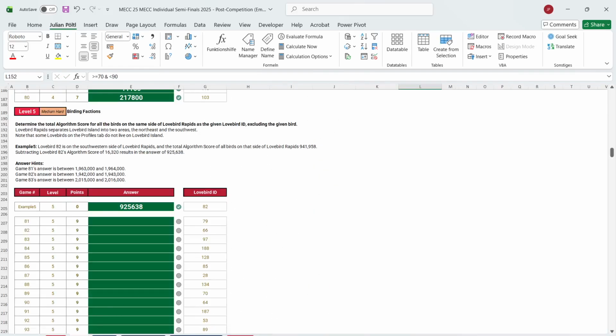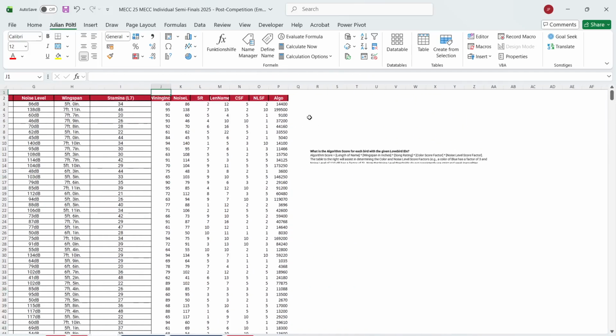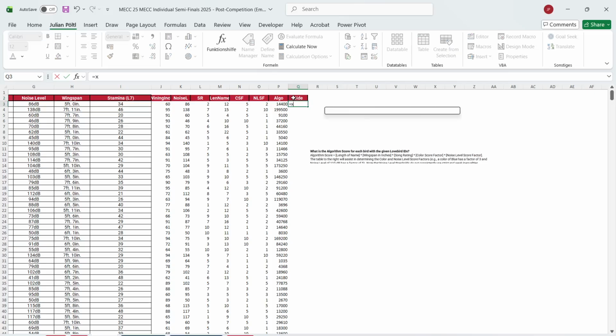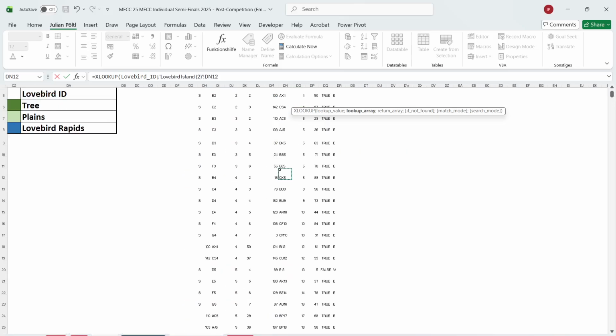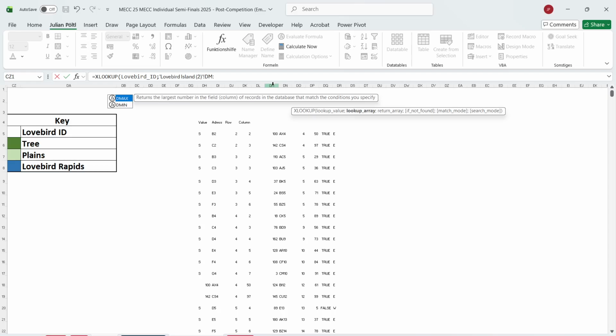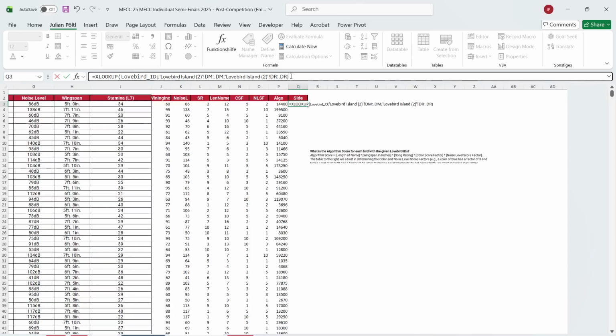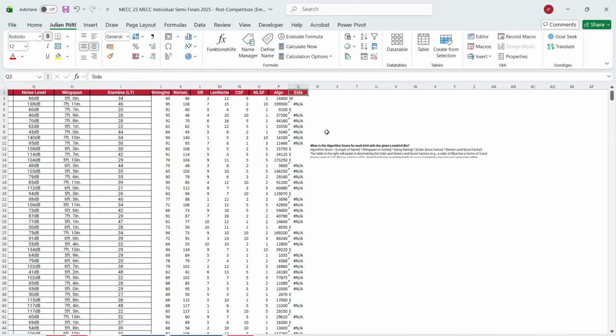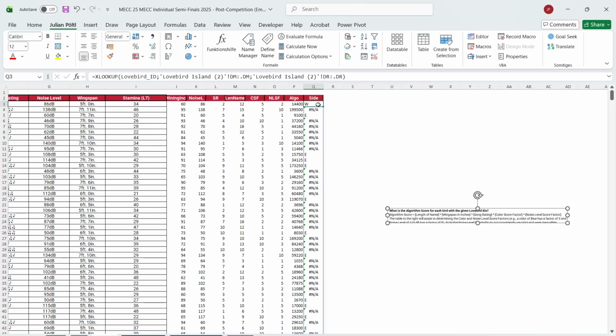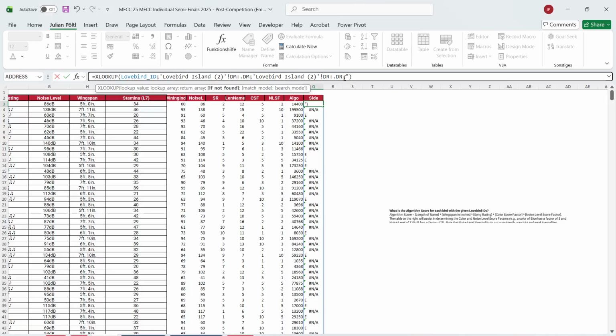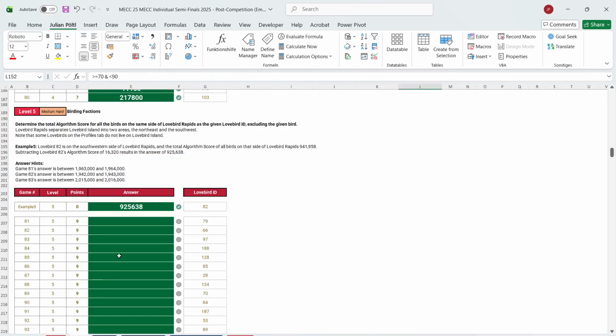Okay. Okay, let's say site XLOOKUP of Lovebird ID, and here returning this. And if not found, let's make there N for not on map. Okay.